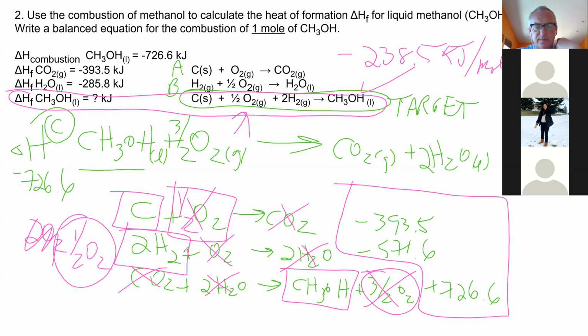Okay, so how do you get CO2 plus 2H2O, then CH3OH? These are the things that didn't cancel out. So what didn't cancel out was 1 mole of carbon, 2 moles of hydrogen gas, and a half a mole of oxygen. Everything else canceled out. Those are the three things that were left over on the reactant side. The only thing left over on the product side was methanol. Yeah, that's how we do these.